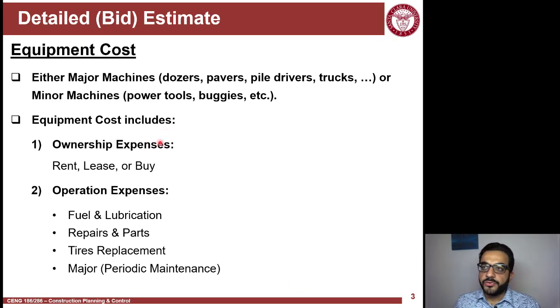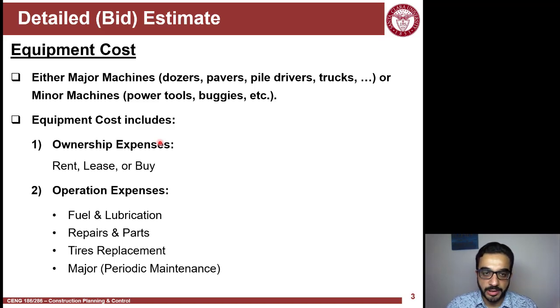So equipment cost, as the name says, covers the cost of the machines used in the activity you're analyzing or estimating. To have equipment working in this activity, either you own it or you rent it. That's reflected in what we call the ownership cost. Either you rent it, lease it, or buy it. And then regardless of how you got the equipment, you need to pay for its operation.